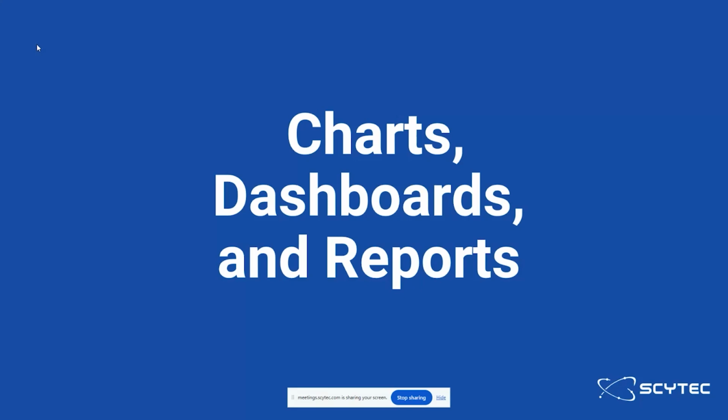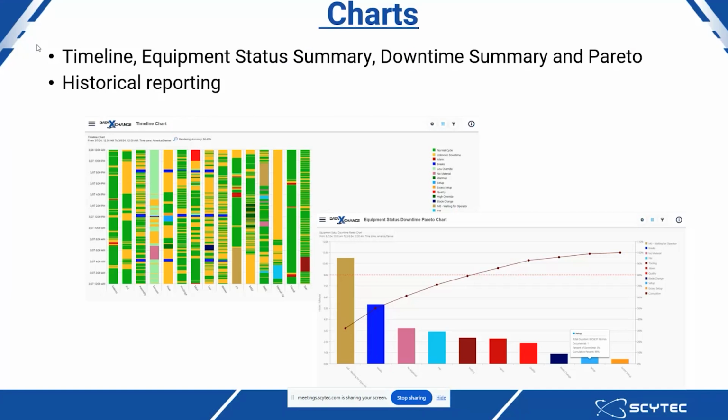Next up, I'm going to be discussing our charts, dashboards, and reports. And I'm going to be showing you all of these here in the demonstration later on. But what I want you to think about are charts inside of Scytec DataXchange as historical reporting. And we have a lot of different charts, but some of the more common ones are our timeline chart, the equipment status summary, downtime summary, as well as a few different Pareto charts. So what you're looking at here is a historical time frame that you guys have demanded as manufacturers for wanting information on all of the machines in your shop floor.